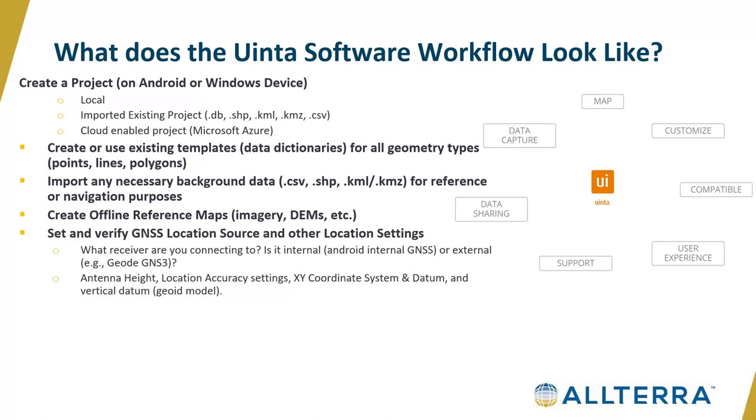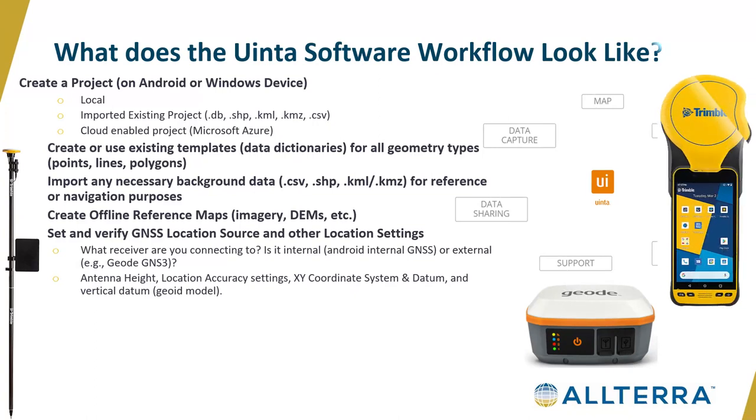We can set and verify our GNSS location source and settings. What receiver are we connecting to? Is it an internal Android? Is it an external receiver like a Geode GNS3 by Juniper Systems? Or perhaps a third-party receiver? What's our antenna height, our accuracy settings, X, Y datum, and Z datum?